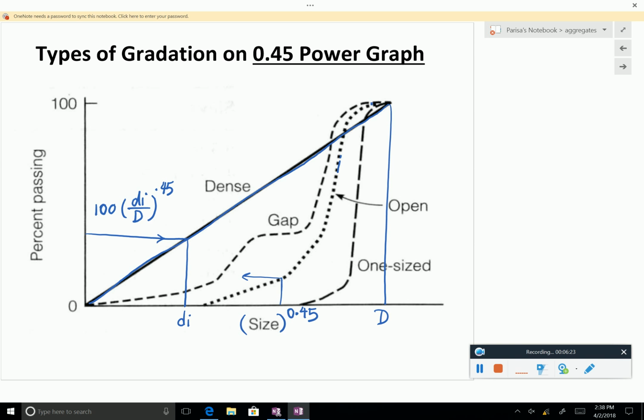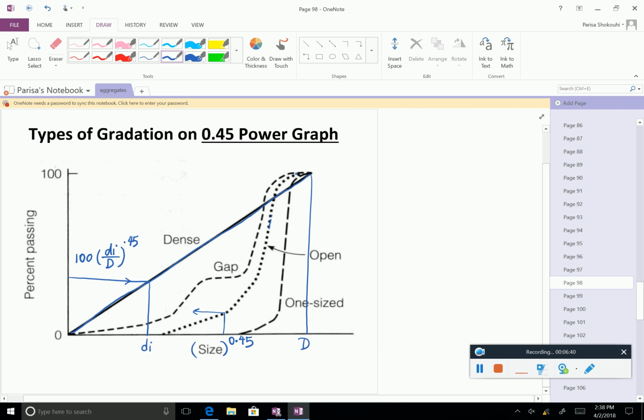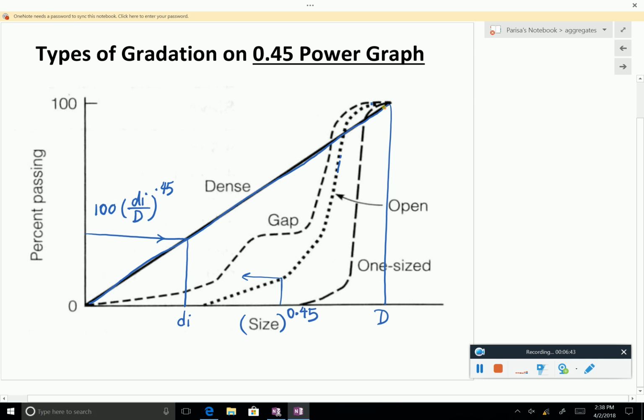How about the gap graded? Can someone explain this graph? What does it mean, gap graded? What does this graph tell you? Let me put some color on it so you see it. If you see this gradation curve, what does it tell you? You're missing some sizes. Which sizes exactly? The mid-sized ones, it looks like on here. What do you see in the gradation curve that tells you that?